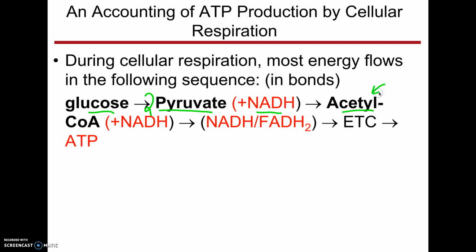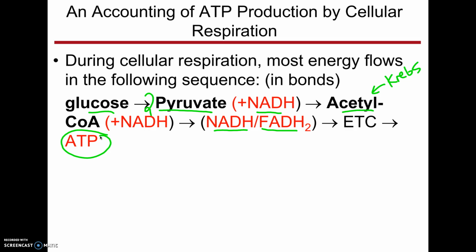Acetyl-CoA is technically what feeds into the Krebs cycle. It's the starter molecule that enters the Krebs cycle. By the end of the Krebs cycle, the energy is now trapped in NADH and FADH2, a bunch of them, not in just one of them. And then those go down the electron transport chain, and our final goal is to trap our energy in ATP.